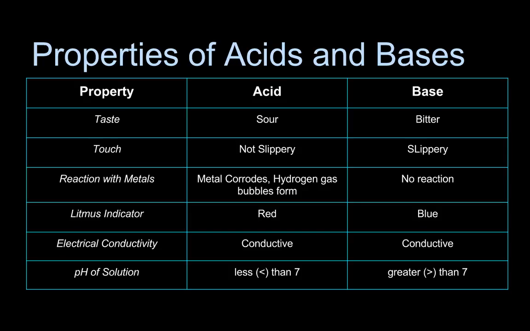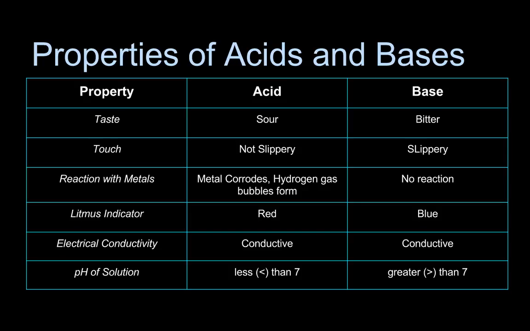Now the properties of acids and bases, and this is just a nice little table to show you everything. So the taste: acids are sour, bases are bitter. The touch: acids aren't really slippery, bases are. Reaction with metal: metal corrodes and hydrogen gas bubbles form with acids, and with bases there is no reaction.